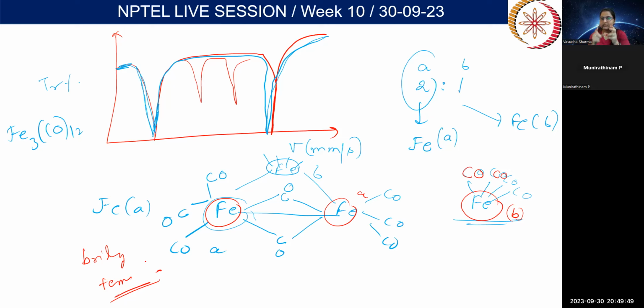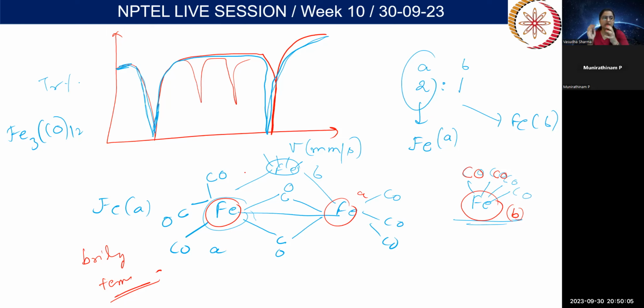In case of B iron, that is having only terminal carbonyl. So it is only symmetrical with respect to the terminal carbonyl. But in case of the A type, it is having both terminal as well as bridging. That's why it is called to be more unsymmetrical compared to the B one.